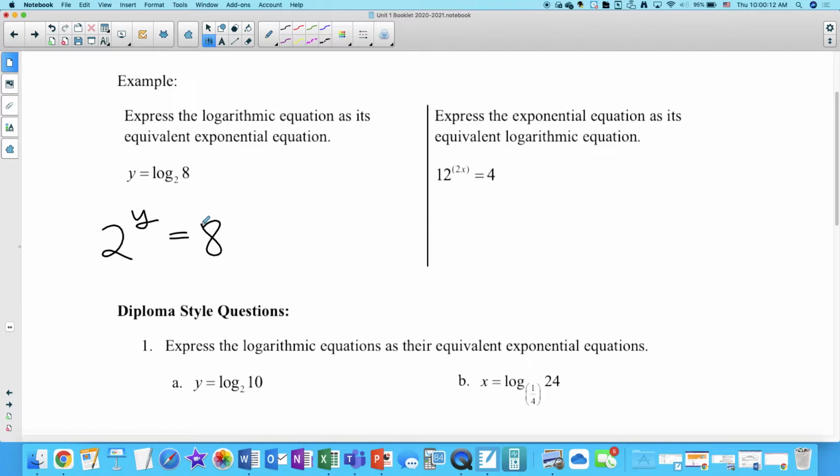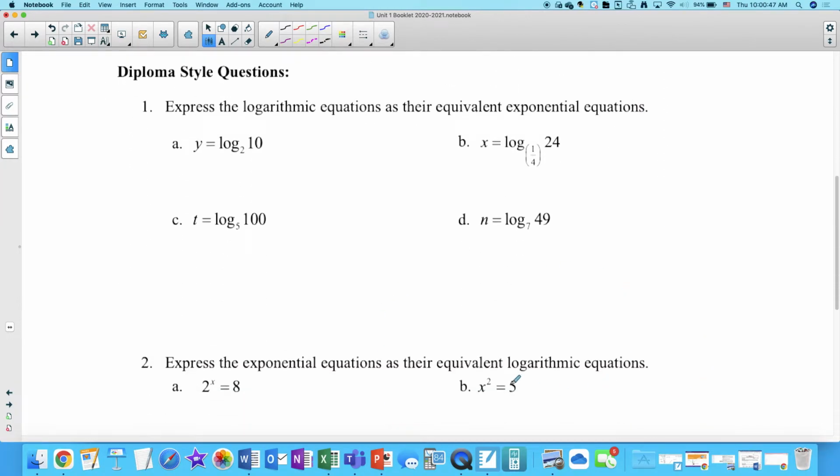Okay? So let's now go the other way. We've got 12 to the 2x equals 4. All right, so we're going to put this in log form. Sometimes I encourage people to do this: log of blank equals blank, and then just fill in the blanks. Okay, so what's the base? What should go there? 12. And what's the value? What should go here? 4 equals 2x. Yeah.